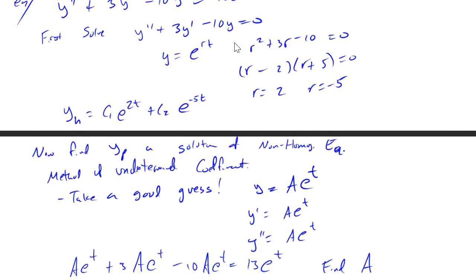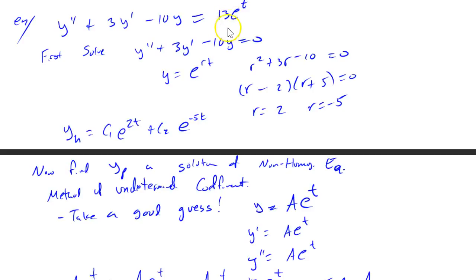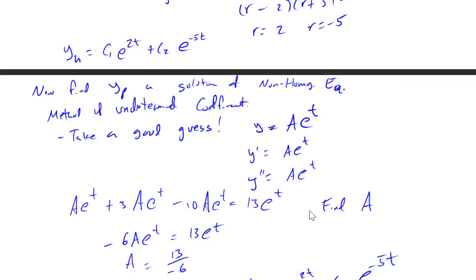So I'm looking at this thing right here, and I'm thinking, I'm going to guess something times e to the t. So I'll call it a times e to the t. And here is my undetermined coefficient. I don't know what the a is. I don't even know this is going to work, but I suspect it will. At least it has a chance of working. So I'm going to plug it in.